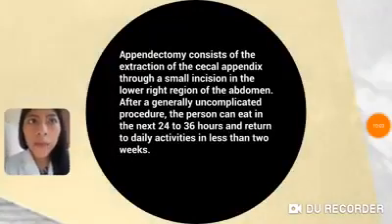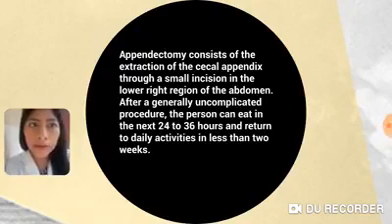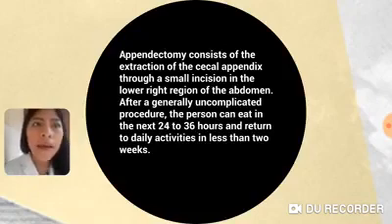Conclusion. Appendectomy consists of the extraction of the appendix through a small incision in the lower right region of the abdomen, after a generally uncomplicated procedure. The person can get up in the next 24 to 36 hours and return to daily activities in less than 2 weeks.